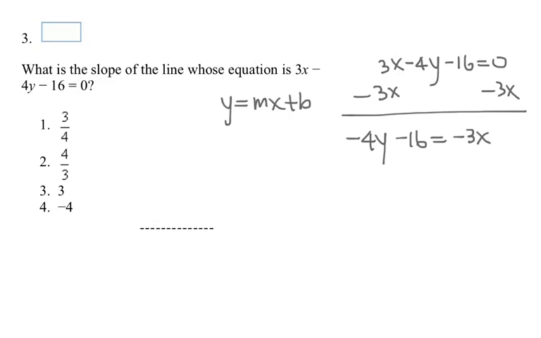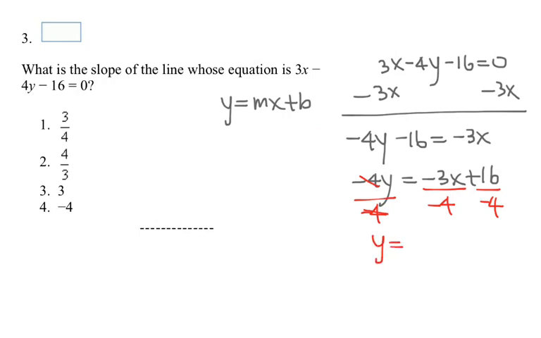And then we're going to add 16, so -4y becomes -3x plus 16, so that we can have y by itself. Then our next move is dividing each term by -4, so that we truly have y by itself. These cancel out, and we have y equals, now negative becomes positive, 3 over 4x, and then positive over negative becomes -4. So we see that 3 over 4 becomes our slope. So that would be choice 1.